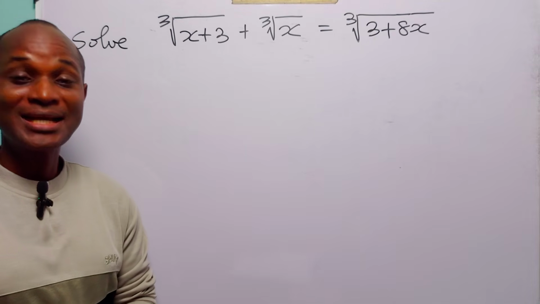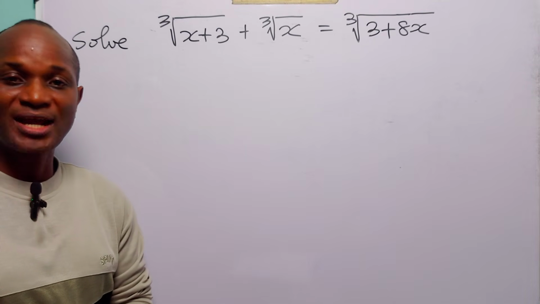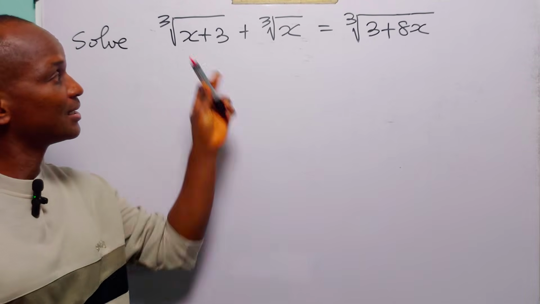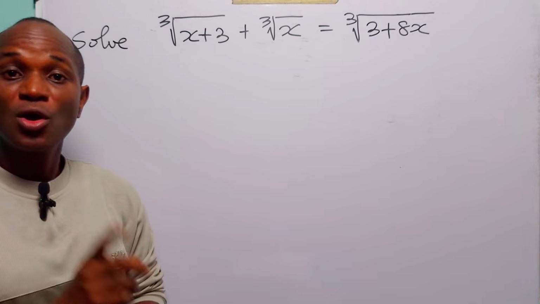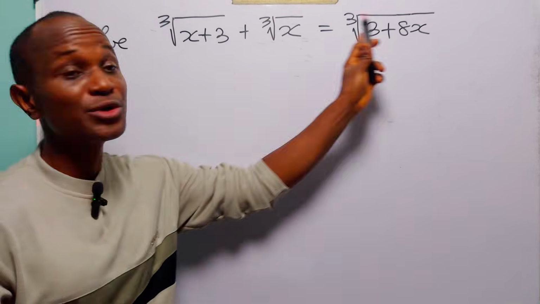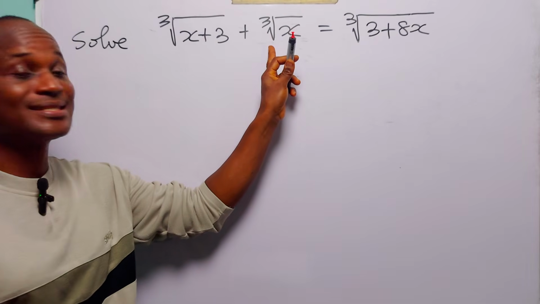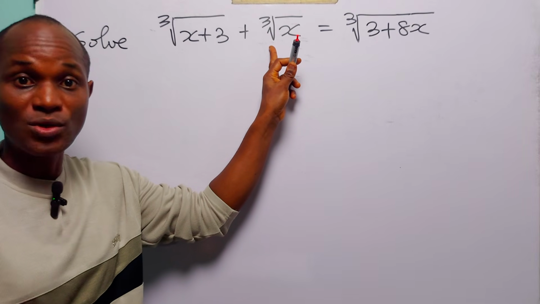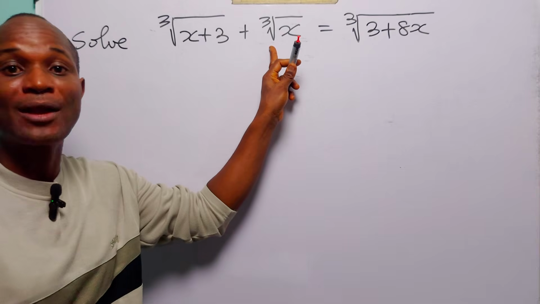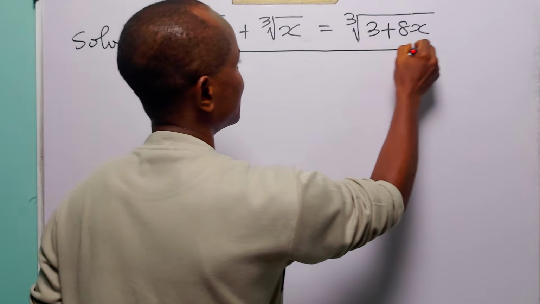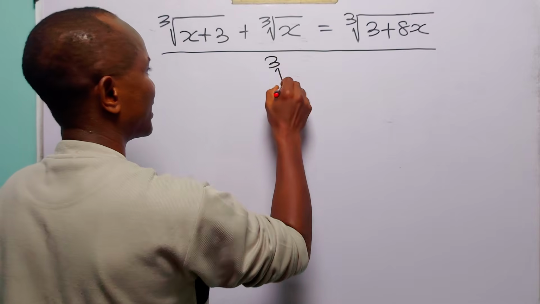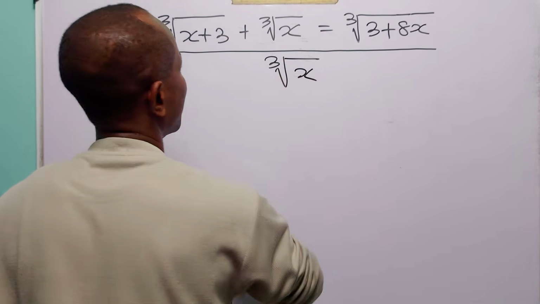Hello and welcome. In this math tutorial, our task is to find all the real values of x that satisfy this cube root equation. Now, to solve this problem, we are going to start by dividing through the original equation by this term. And of course, you know that we can only do this for x not equal to 0. So we have this equation divided by the cube root of x.